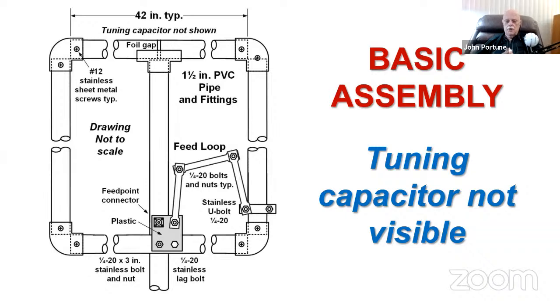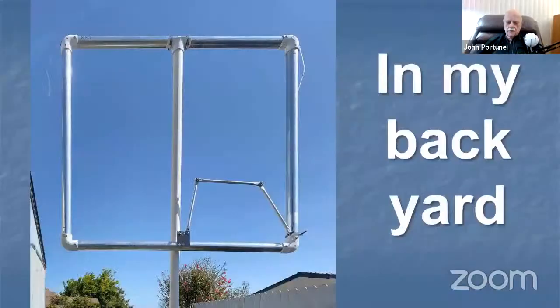And the foil gap, you can see it at the top there for the loop where the capacitor goes. Notice you don't see the capacitor. It's there, though. You just can't see it. And here it is. Here's an actual picture of it. This is the one sitting in my backyard. I now know there are at least 2 more of these that have been built, and I'm going to show you the performance of them. Pretty spectacular.